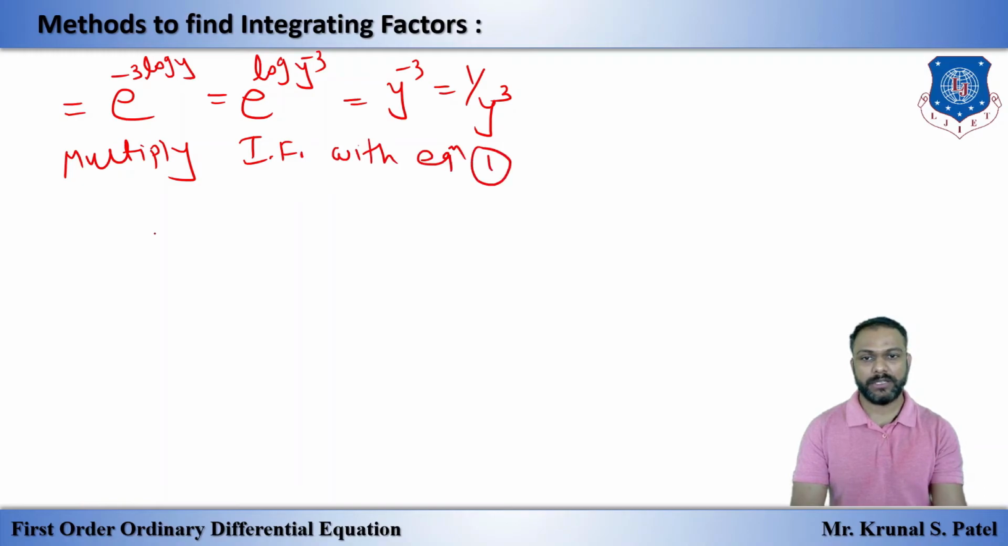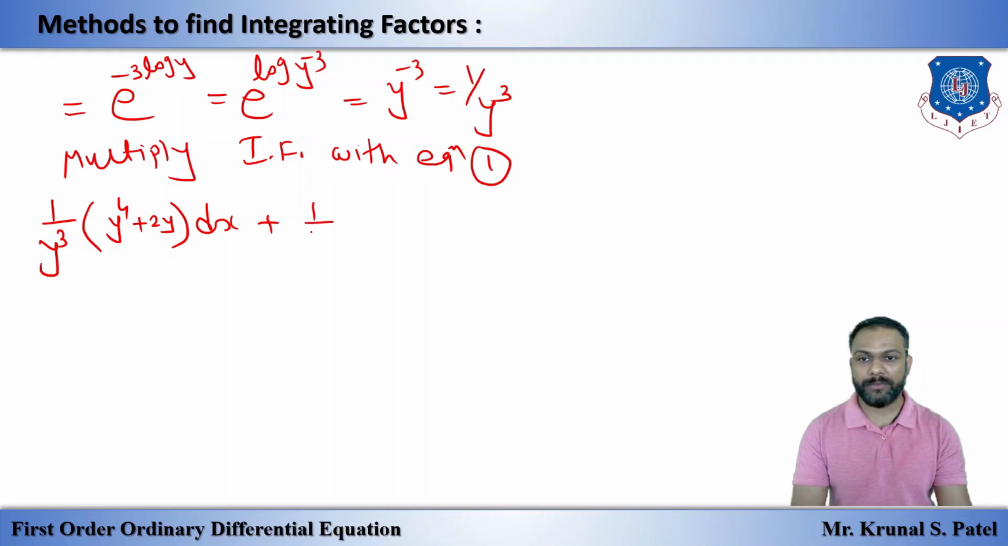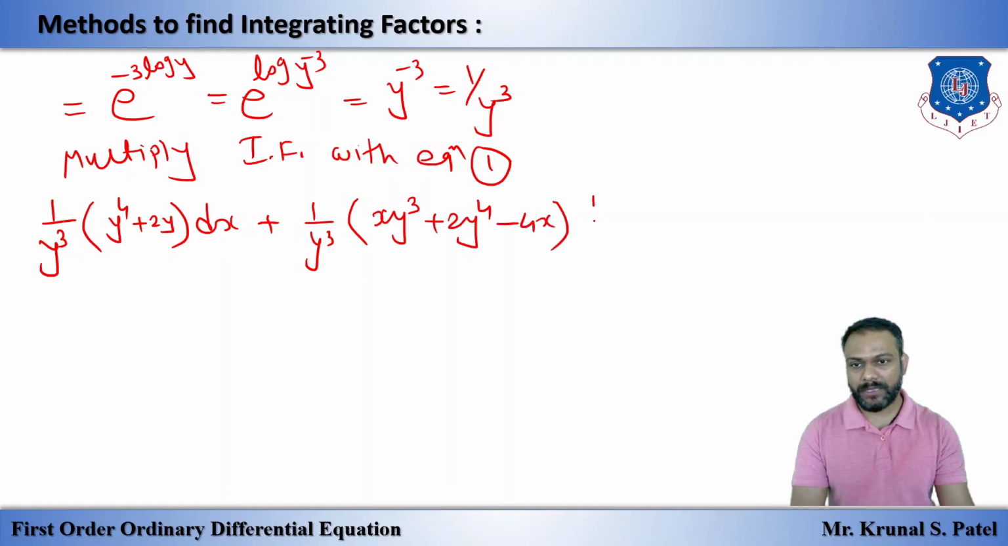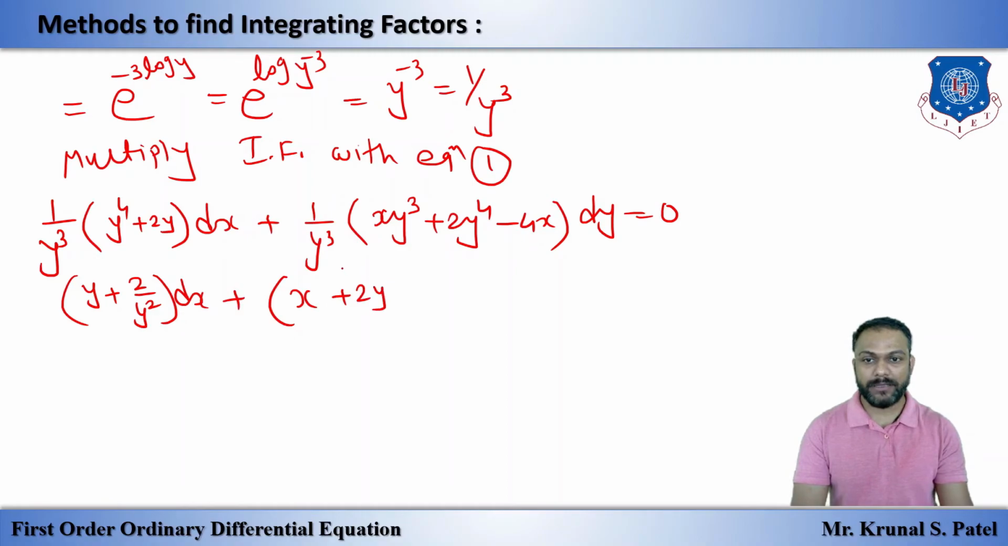That means our question. So we have 1 by y cube. What is our question? y raised to 4 plus 2y, dx plus 1 by y cube, and what is n? n is xy cube plus 2y raised to 4 minus 4x dy is equal to 0. So if we simplify this bracket, we have y plus 2 by y square dx, and simplify this to x plus 2y, because we are multiplying 1 by y cube in this bracket, minus 4x by y cube dy is equal to 0. So now this equation becomes exact.